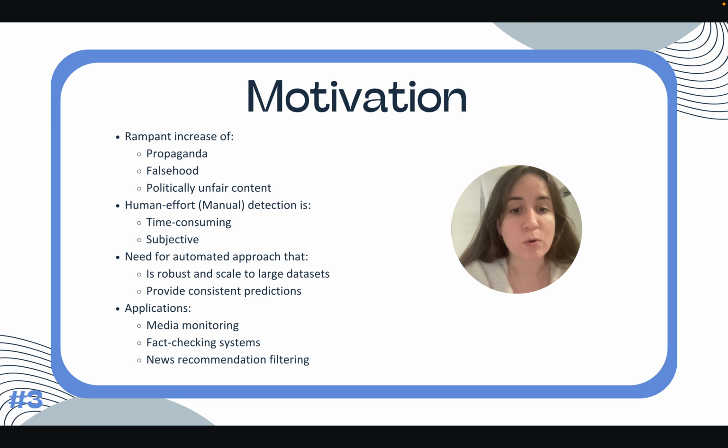There are also important real world applications. For example, it can be used for media monitoring, where organizations track how different sources report on the same topic. It can support fact checking systems by identifying potentially biased content that needs further review. And it can be used in recommendation systems to help users access more balanced information. So, overall, the goal is to create a more efficient, scalable, and consistent way to analyze political bias in news articles. And that's why building an automated solution like this is so valuable today.